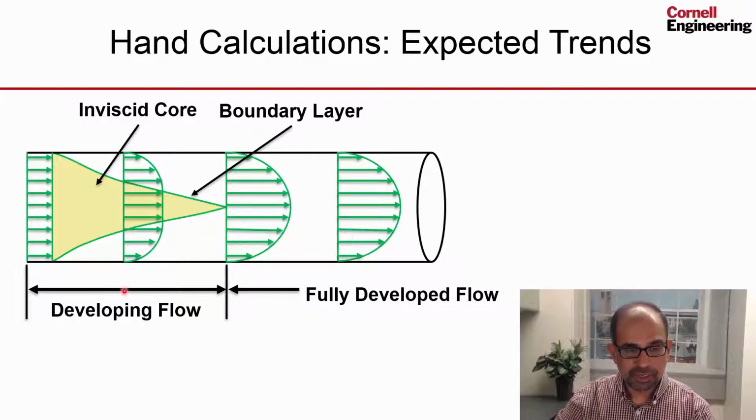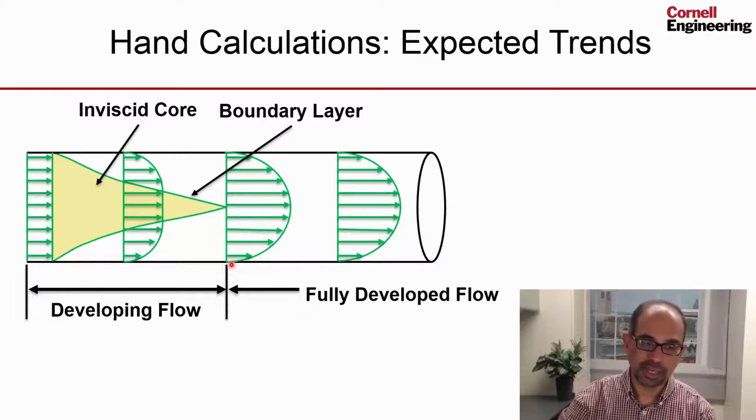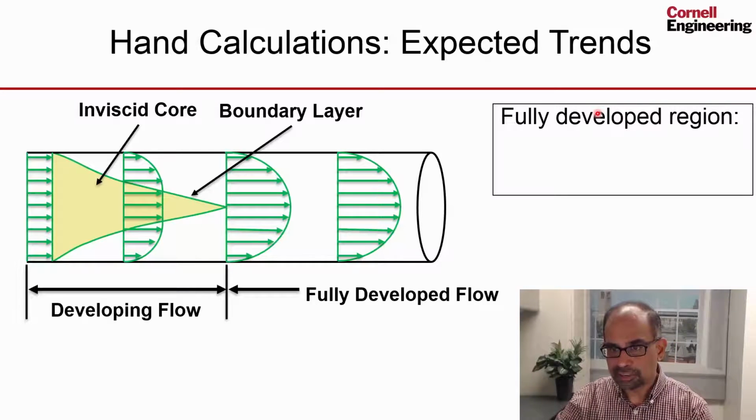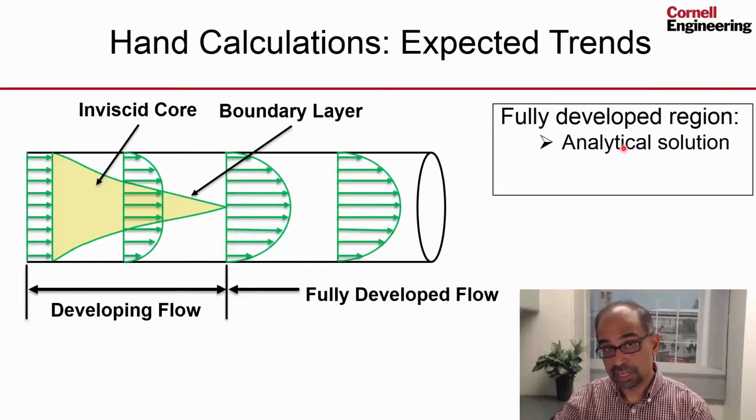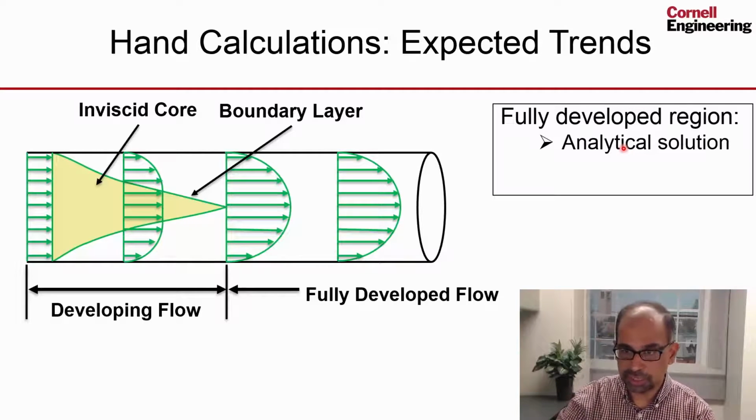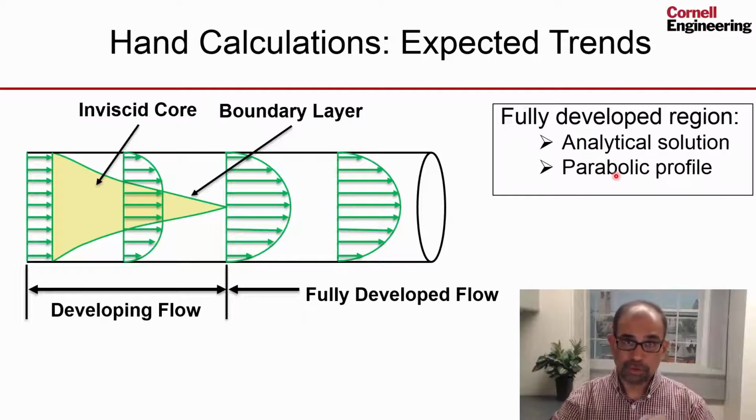Upstream you have what's called the developing flow. So this is the region in which the velocity profile changes from a constant to parabolic. In the fully developed region, there's an analytical solution that any introductory fluids textbook will give you. And you get the parabolic profile, and we'll see how that comes about.